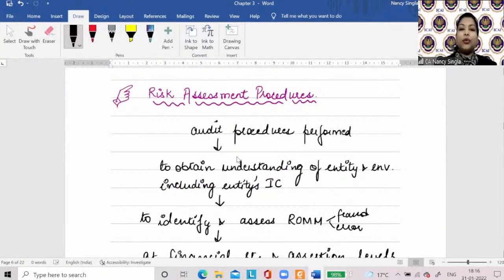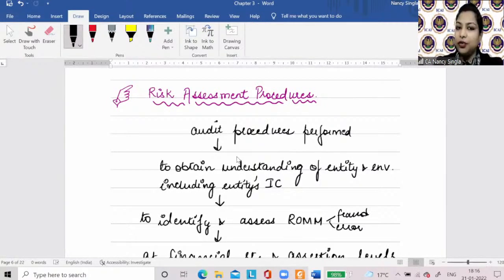So, risk assessment procedures. I'm assuming that you have attentively listened to your lecture sessions on chapter number 2, whereby SA 315 was discussed. Further, it will be discussed in detail in your chapter number 4. But for the purpose of this chapter, let me just try to explain this to you. See, as the name suggests, what is the auditor doing? He is assessing the risk, right? And in order to assess the risk, the auditor is performing certain procedures.